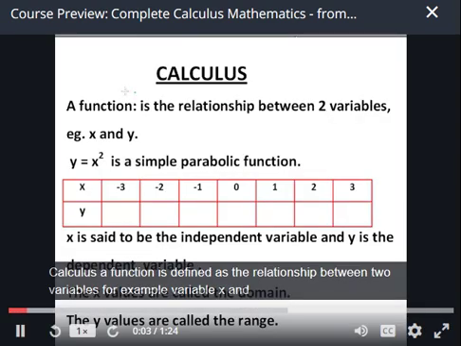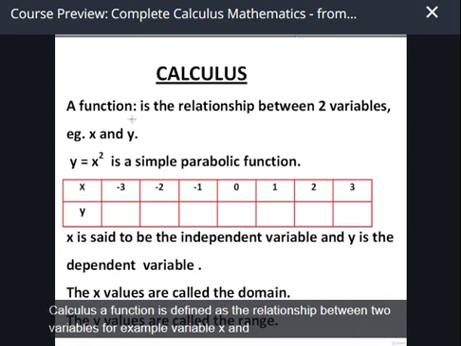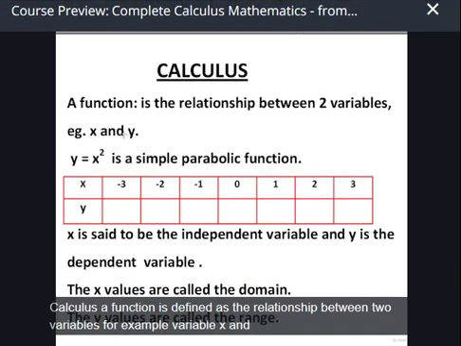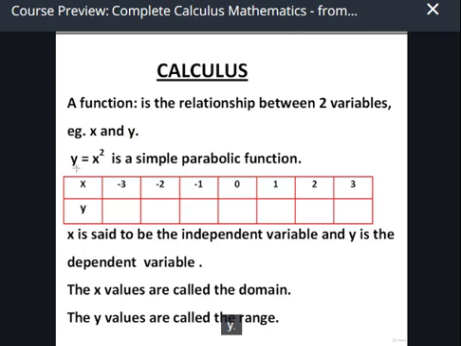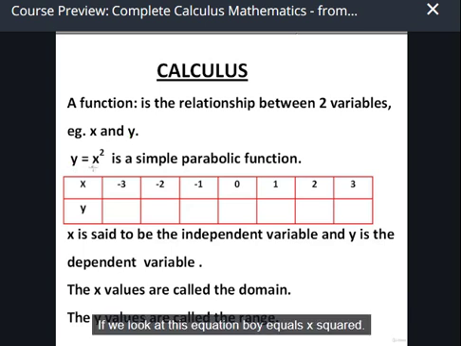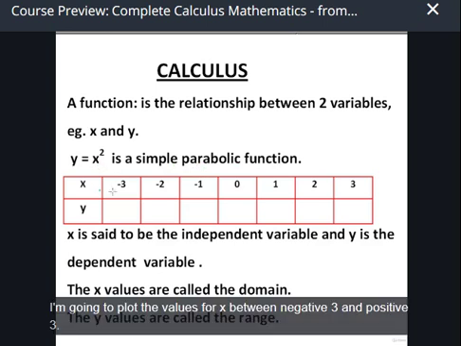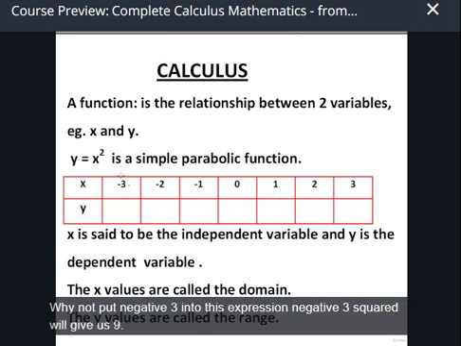Calculus. A function is defined as the relationship between two variables, for example variable x and y. If we look at this equation, y equals x squared, this is a simple parabolic function. Now I'm going to plot the values for x between -3 and +3. When I put -3 into this expression, -3 squared will give us 9.